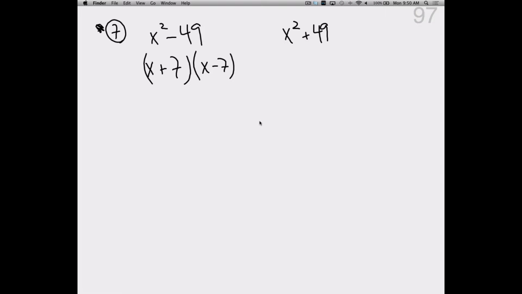This does not factor when it's the sum of squares. That's always prime. So we're not going to deal with that. Are you going to put that on a test? You never know.